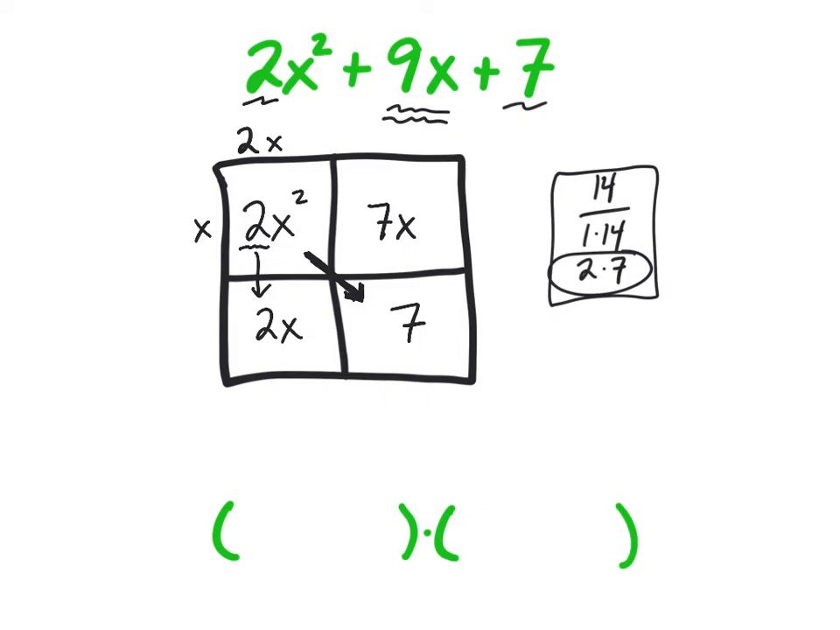How many times does 2 go into 2x? Just one time. How many times does 1 go into 7? Or how many times does x go into 7x? That would be 7. So I'm giving you a lot of visuals there, a lot of scribblies, but it'll probably go a little bit quicker in our next one. We got 2x plus 7. And then x plus 1.